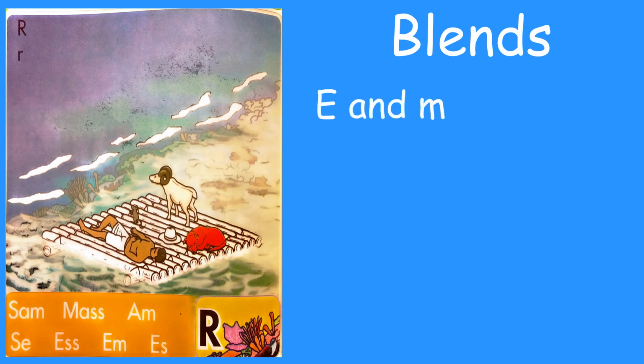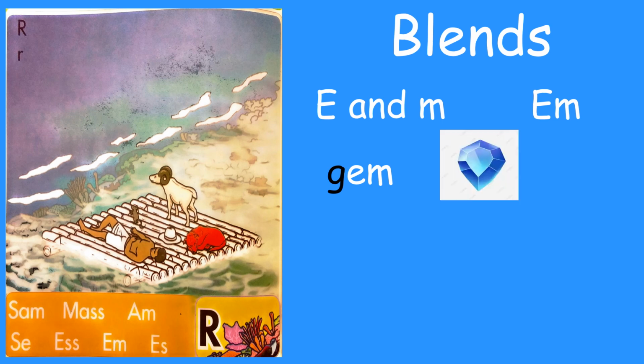The book also has the letters E and M. E and M makes the M sound. For example, J-E-M, gem.